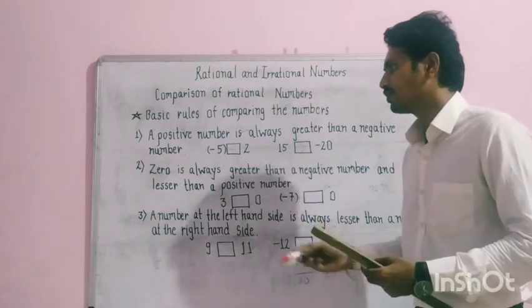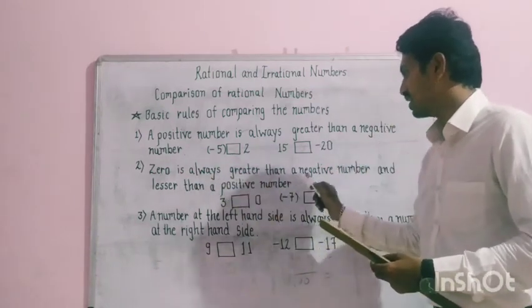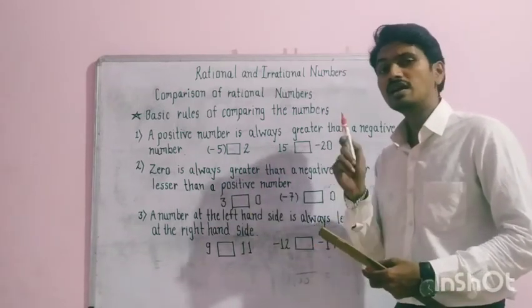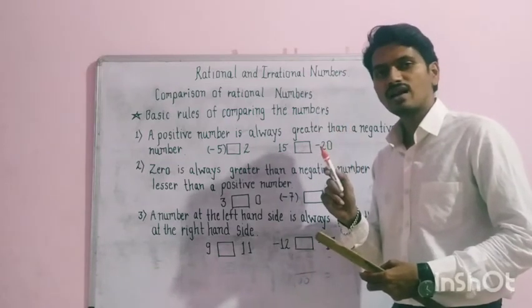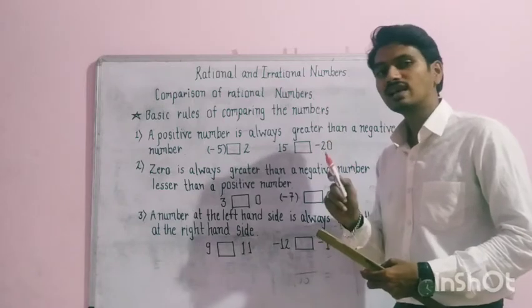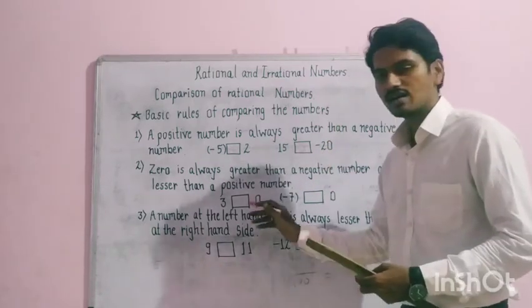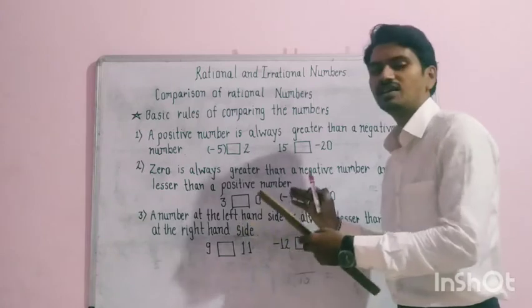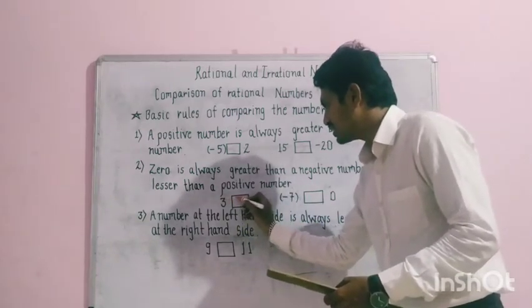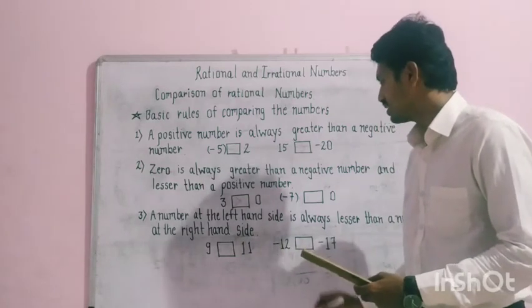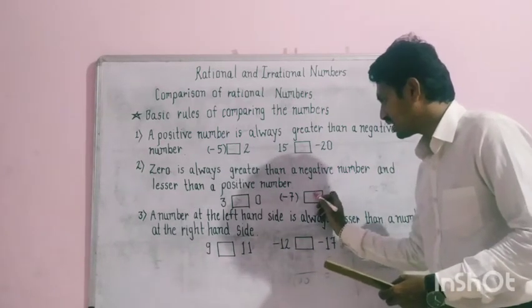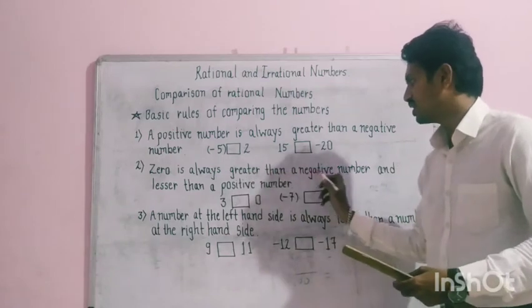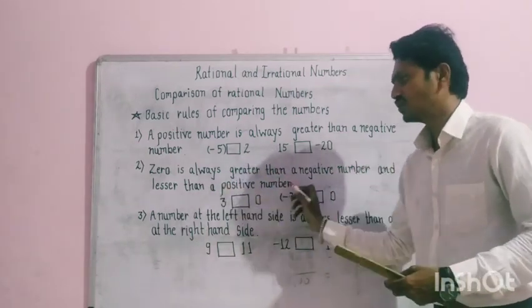The second rule is that 0 is always greater than a negative number and lesser than a positive number. So here also we have taken two examples, 3 and 0. You can easily find out that positive 3 is greater than 0, and here we can say that 0 is greater than -7. Means 0 is always greater than a negative number and lesser than a positive number.